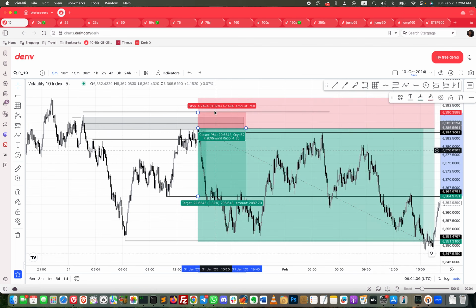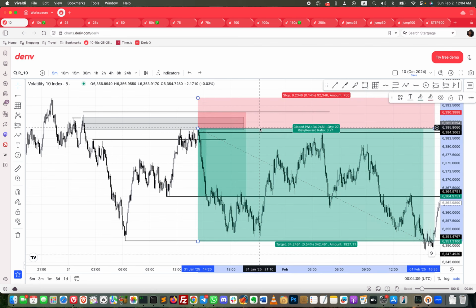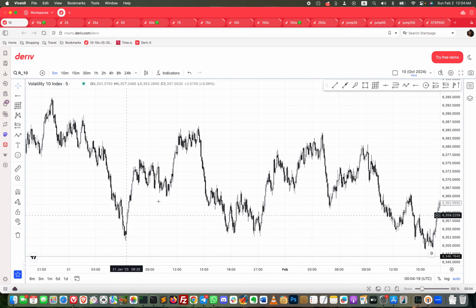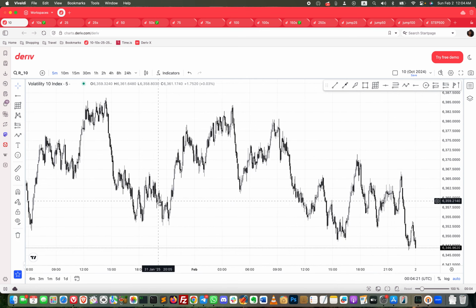And the second TP was 1:12. Well, if we kept holding it, 1:7. Anyway, so I think that's how we found a nice setup. Let's see another setup. Okay, let's see what else we can see here. Can we see any setup?